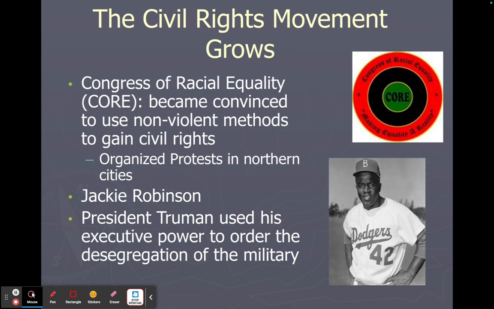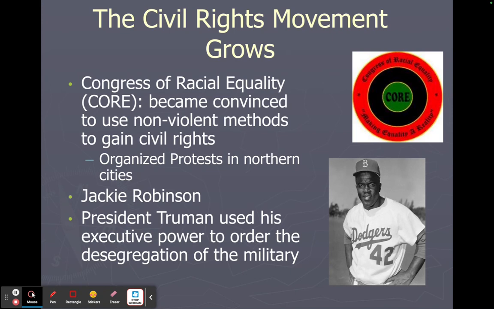So this is happening as the civil rights movement is growing. You have the Congress of Racial Equality, also known as CORE, that becomes convinced that it's going to be non-violent methods that will allow Black Americans to gain civil rights. They organize protests in northern cities.